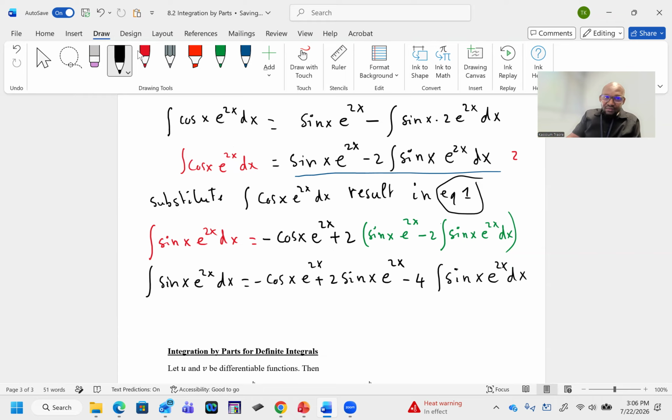So what about if I add? So I'm going to isolate the integral of sine x e to the power of 2x on one side. So I will add 4 times the integral of sine x e to the power of 2x dx on both sides, right?